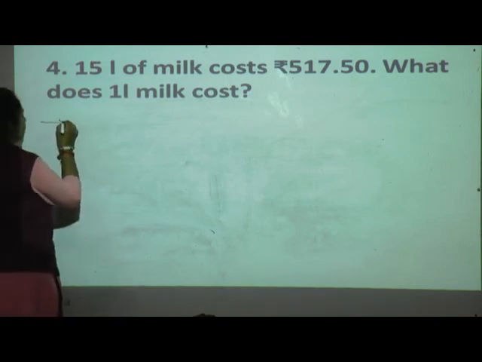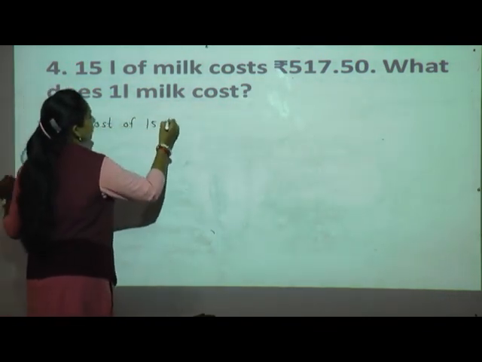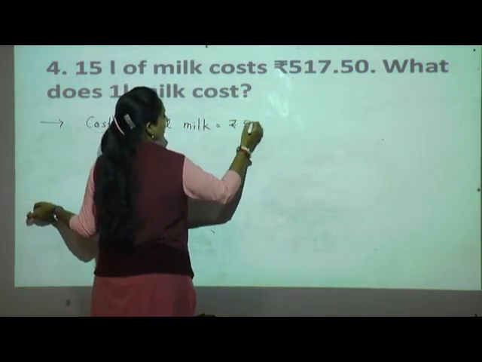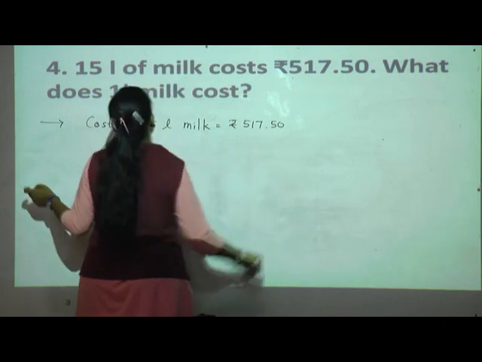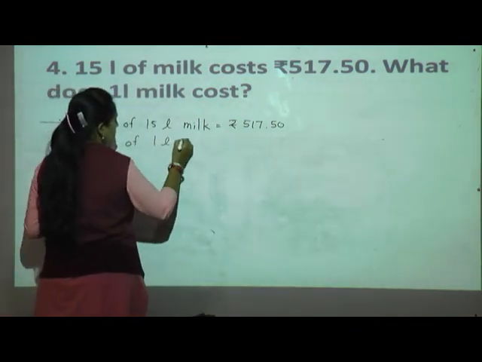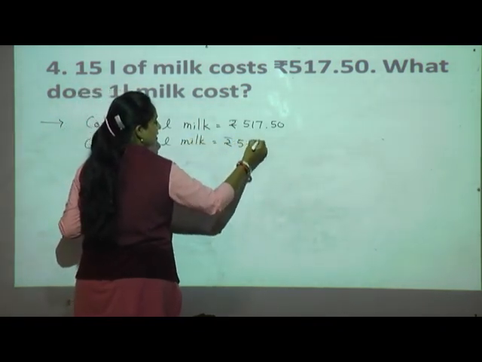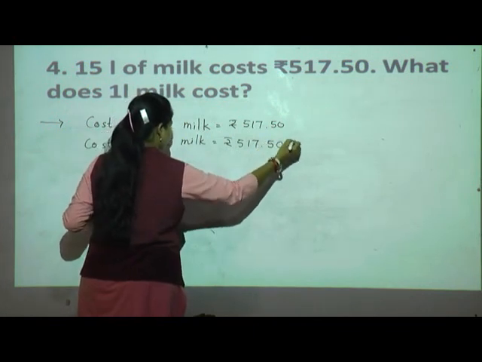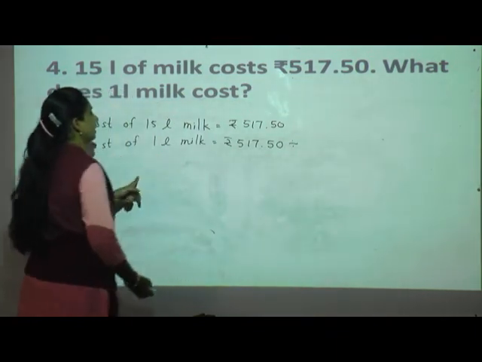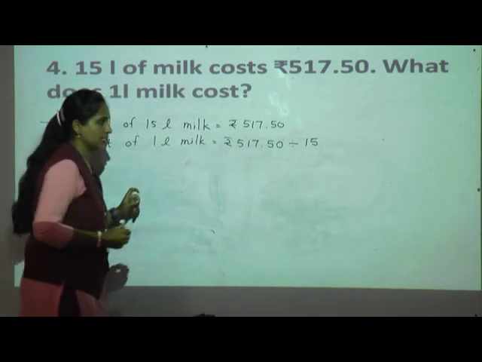So first, the given information: cost of 15 liters of milk is equal to rupees 517.50. Then we have to find out the cost of 1 liter of milk, which is equal to rupees 517.50 divided by 15, isn't it?